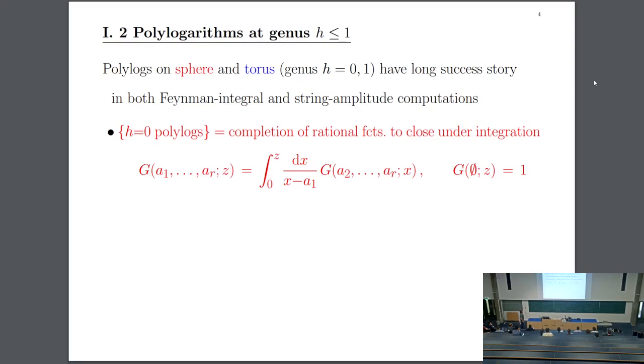Okay, to be semi-concrete about these function spaces on Riemann surfaces, let's look back at the polylogs for genus 0 and 1.